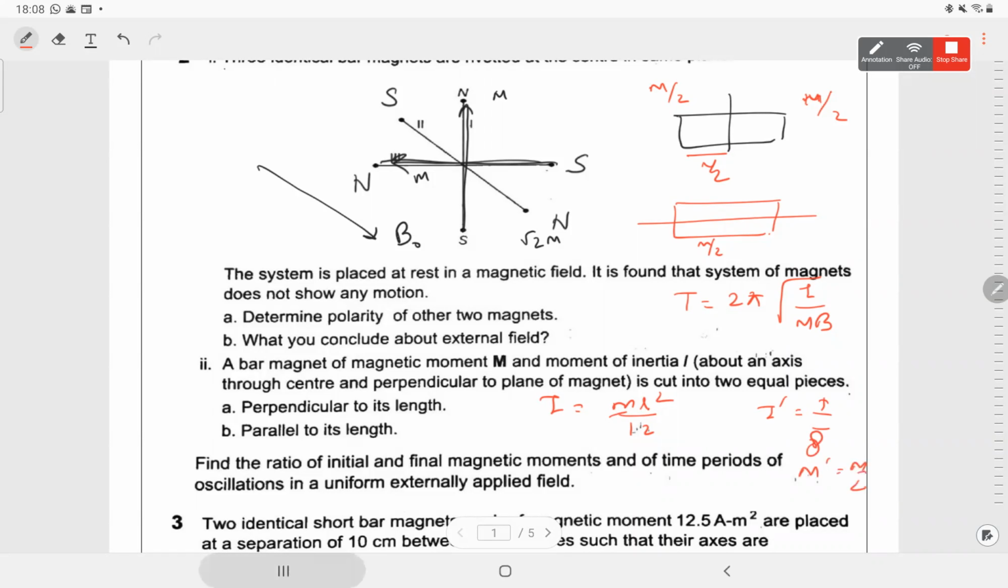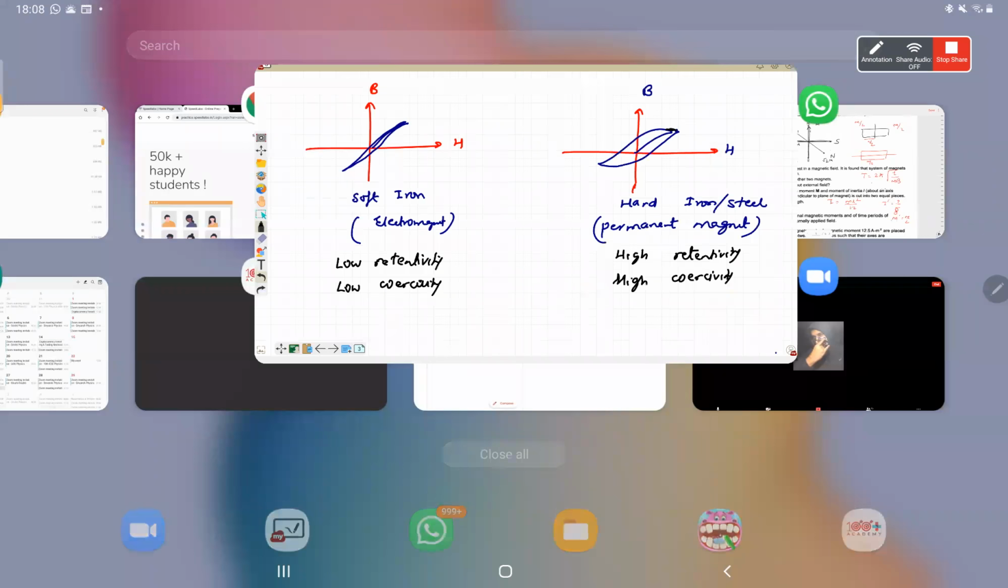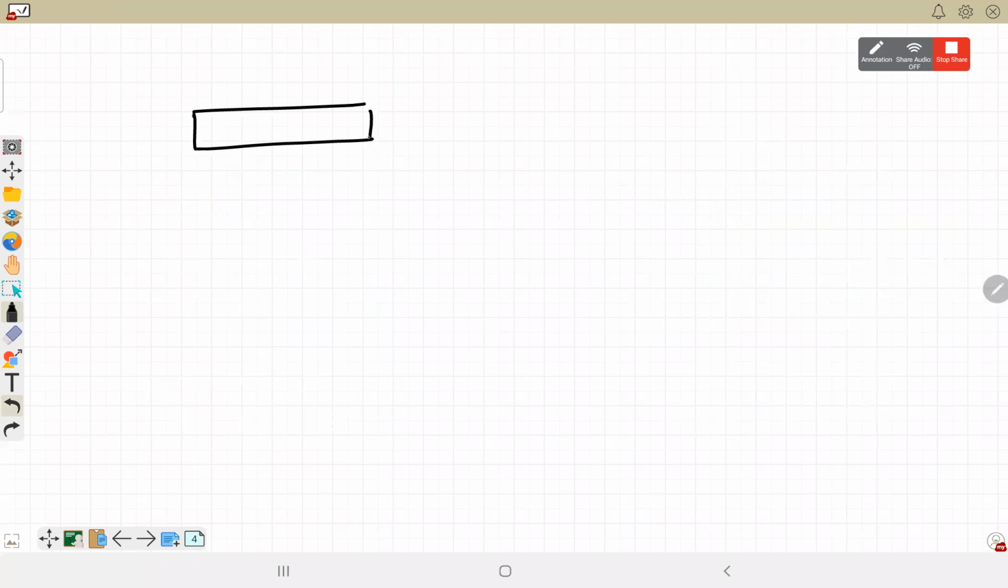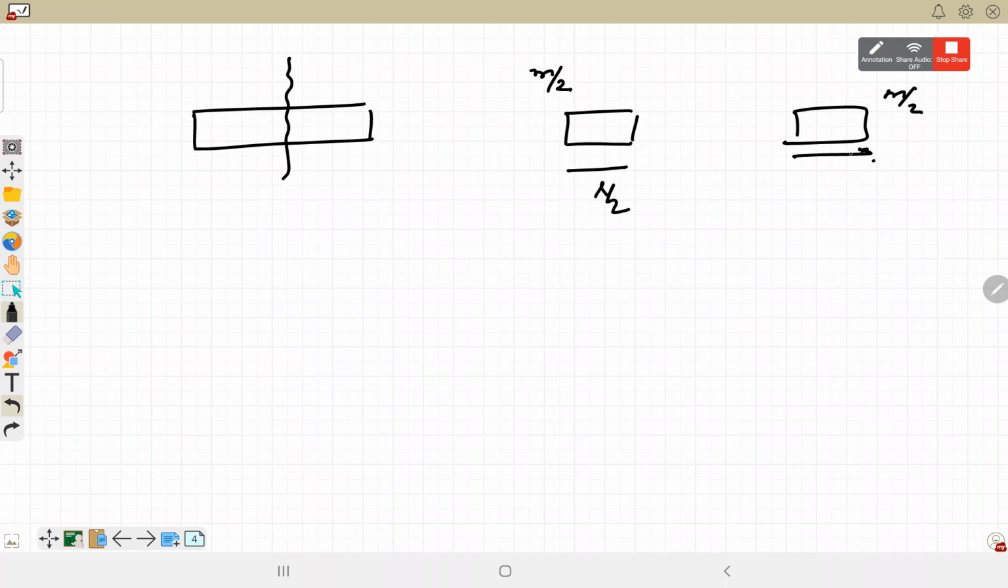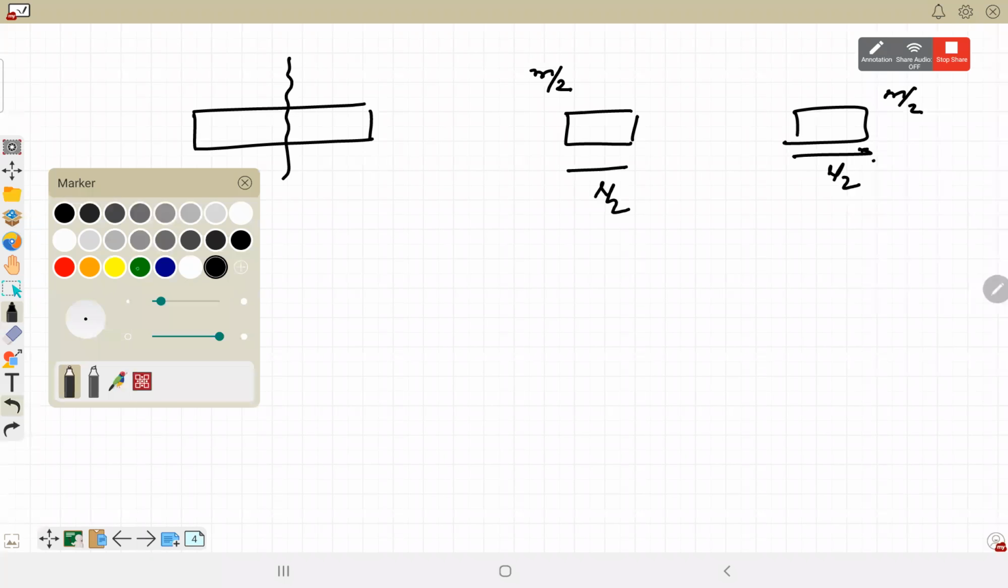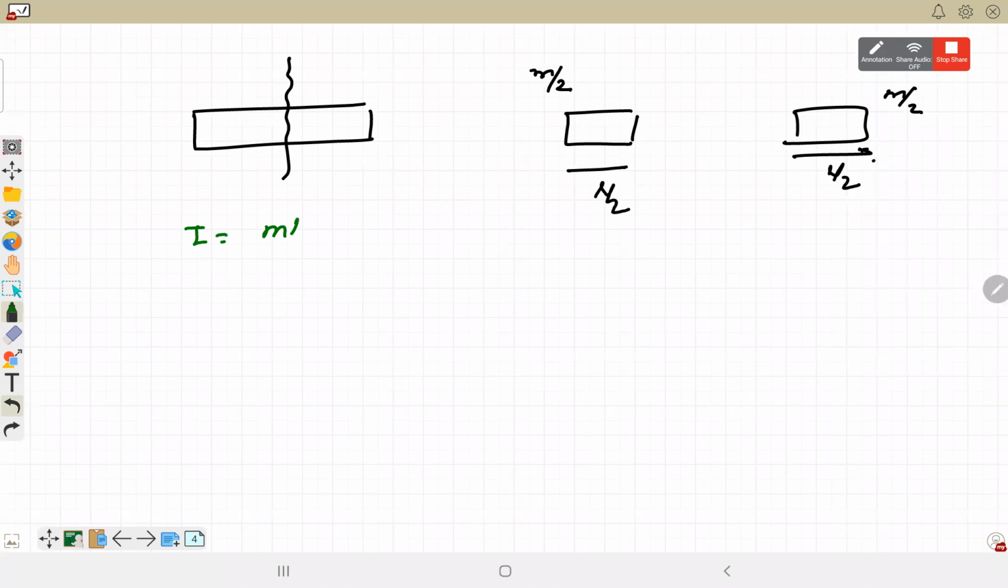So what are we doing? If we cut a magnet perpendicular to its length, then if it has a mass of m, the half portion has mass m by 2 and length l by 2. So we'll find out its dipole moment and then we substitute in that formula. So I was earlier ml square by 12, the new moment of inertia is m by 2 into l by 2 whole square by 12, that is 1 by 8 into I.